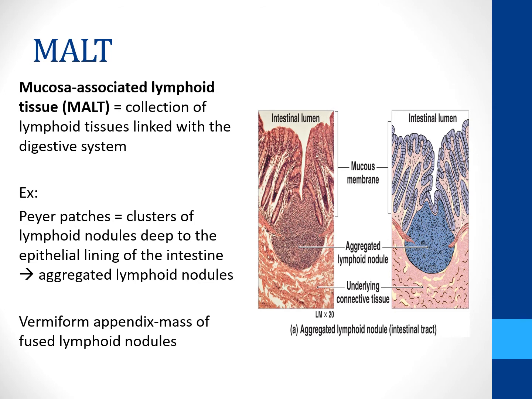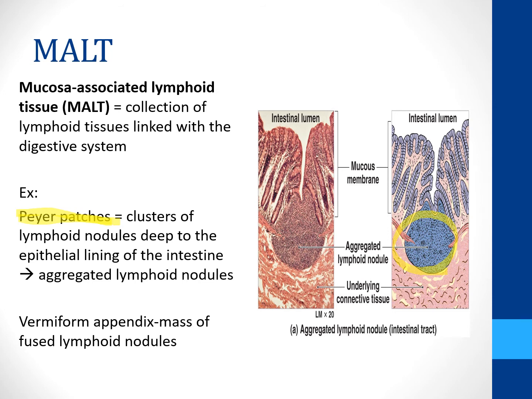MALT is called mucosa-associated lymphoid tissue, and this is a collection of lymphoid nodules linked with the digestive system. An example here would be what's called a Peyer's patch. Peyer's patches are clusters of lymphoid nodules that are deep to the epithelial lining of the intestine. They're like an aggregation or a cluster of nodules, and you can see that here. So that's within the digestive system where it's Peyer's patches.